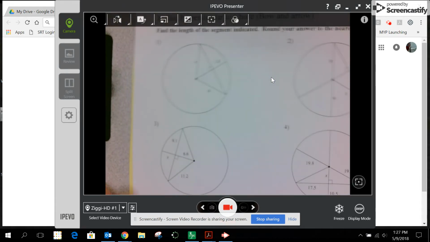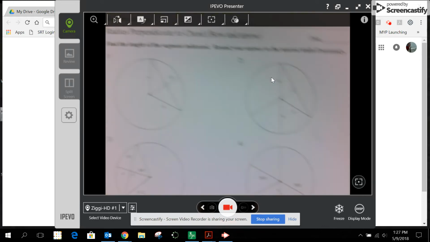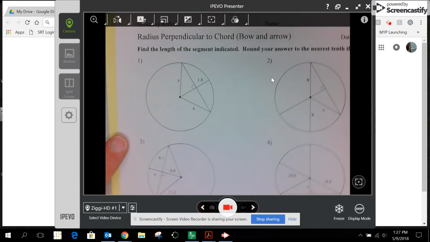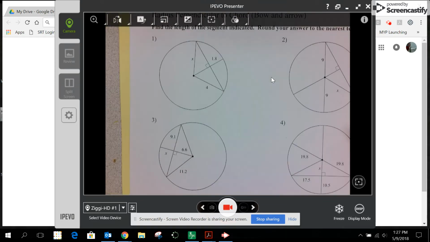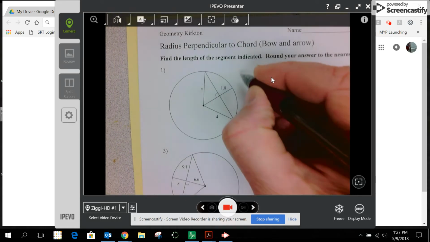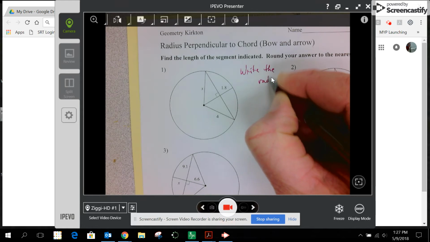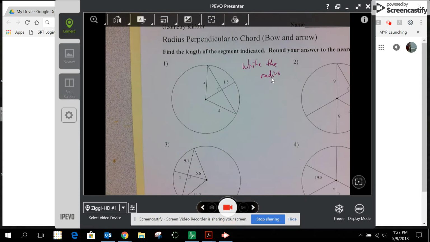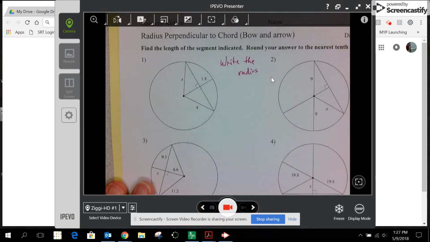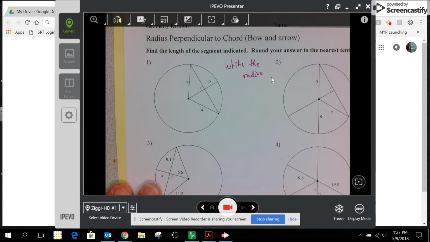So here are your strategies. If you get this paper out, I'm going to give you the strategy. There's really 4 different kinds of problems. Every time, write the radius. As soon as you see that you have the radius, copy the radius wherever it's at. Sometimes that's going to be more information you need. Sometimes that's going to be less. And you have to find something.